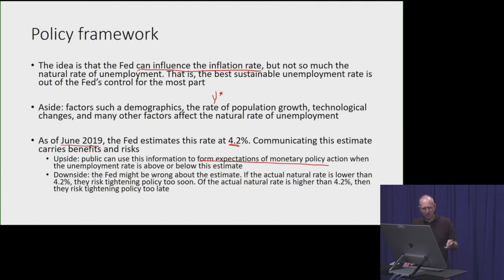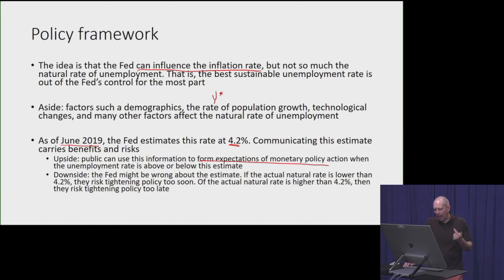But on the downside, suppose the Fed is wrong about this estimate. Suppose that the actual natural rate is lower than 4.2%. Well, what they might do is tighten too soon. As the economy approaches 4.2%, they mistakenly say, gosh, this is the best we can do, and they pursue a tighter policy. It works the reverse too.